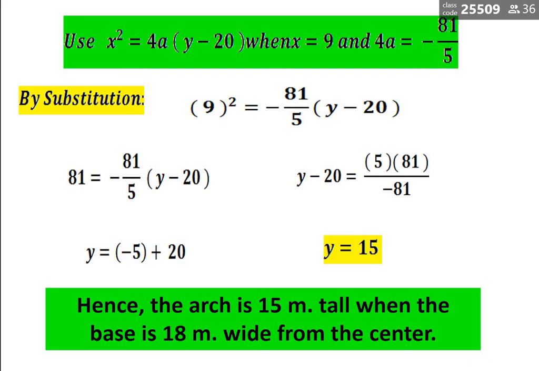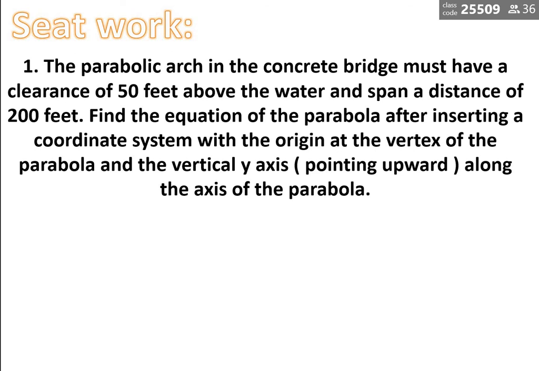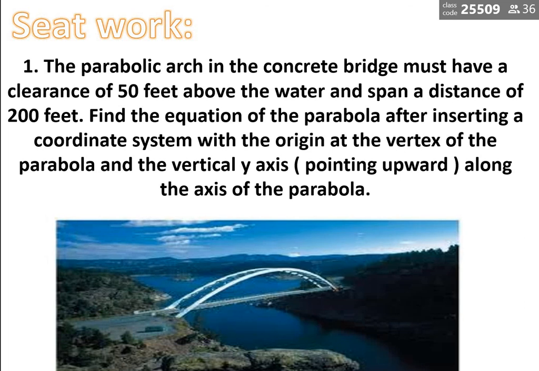Just follow the patterns, the formula, and the procedures. Okay, so you are given here an exercise. A parabolic arch in a concrete bridge must have a clearance of 50 feet above the water in a span of a distance of 200 feet. Find the equation of the parabola after inserting a coordinate system with the origin at the vertex of the parabola and the vertical y-axis pointing upward along the axis of the parabola. And this is the illustration. This is the same as example 1, so you can do that. Just follow the procedures step by step.